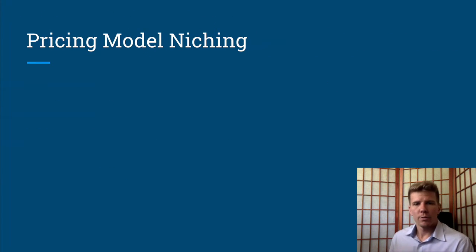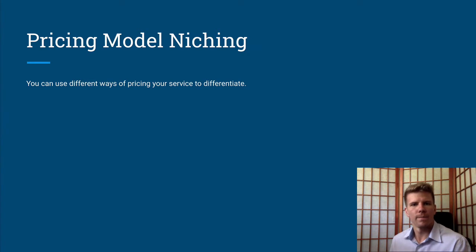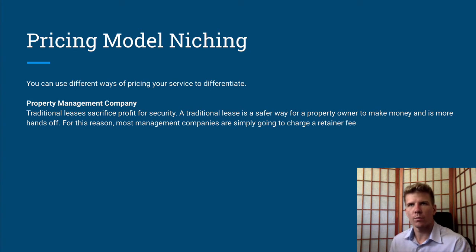Then you could also niche by pricing model, and I'm just going to use one of these examples here. Property management company, traditional leases: they sacrifice on profit for security, meaning that the homeowner doesn't want to deal with short-term renters because they can sometimes destroy the property. There's liability there, and there's also a lot of communication and extra management involved. And so they instead will just do a traditional lease. They sacrifice some profit just for the safer way of doing things.